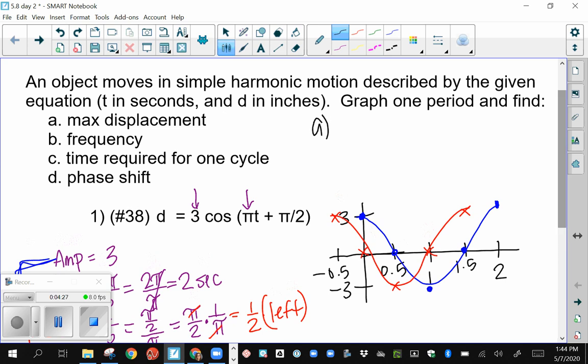Part A, the maximum displacement, that's going to be the same as the amplitude. So we're going 3 inches. I know that because of the units that were given. D is in inches.